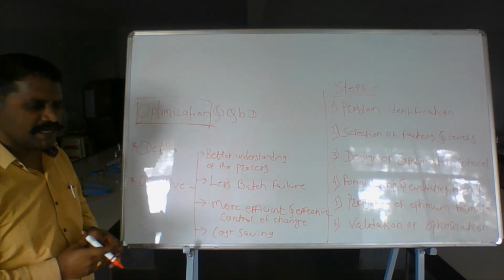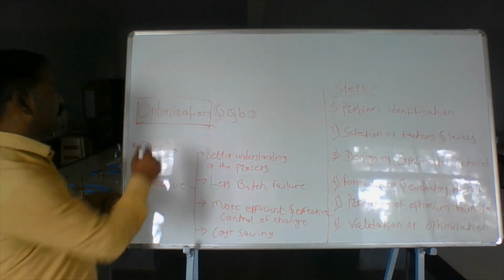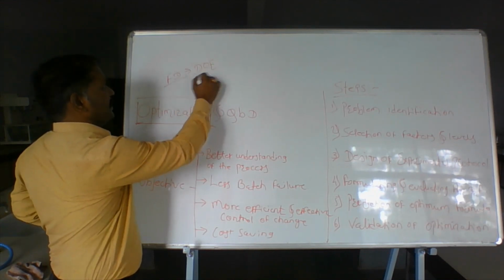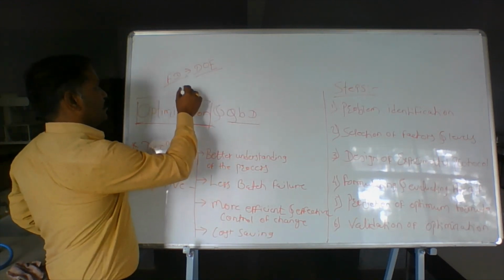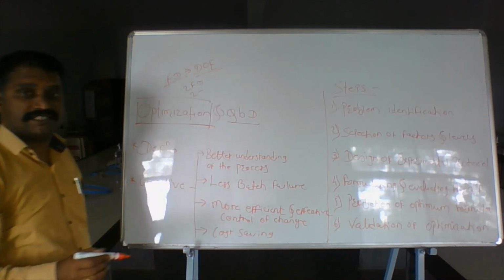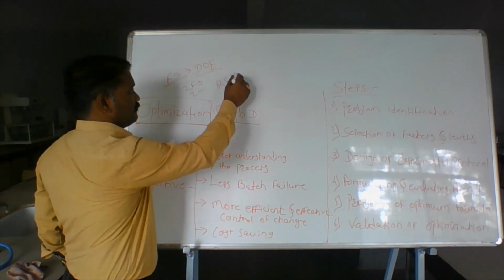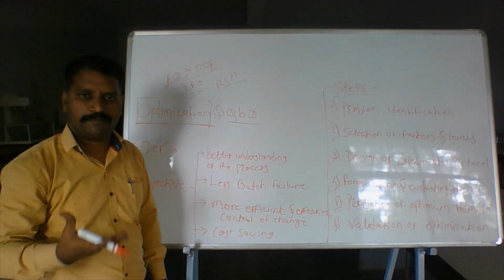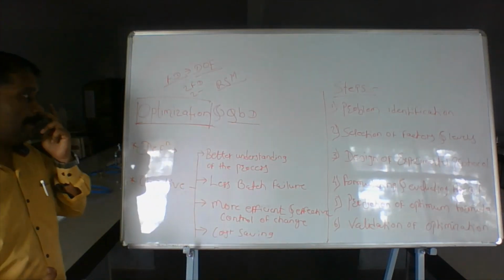There are many optimization techniques generally used in the development of formulations, such as the factorial design, also called DOE, design of experiments, then quality by design, two-level factorial designs, two-level fractional factorial design, then response surface methodology, RSM, Box-Behnken, central composite. These are the very popular techniques of optimization used in formulation development.